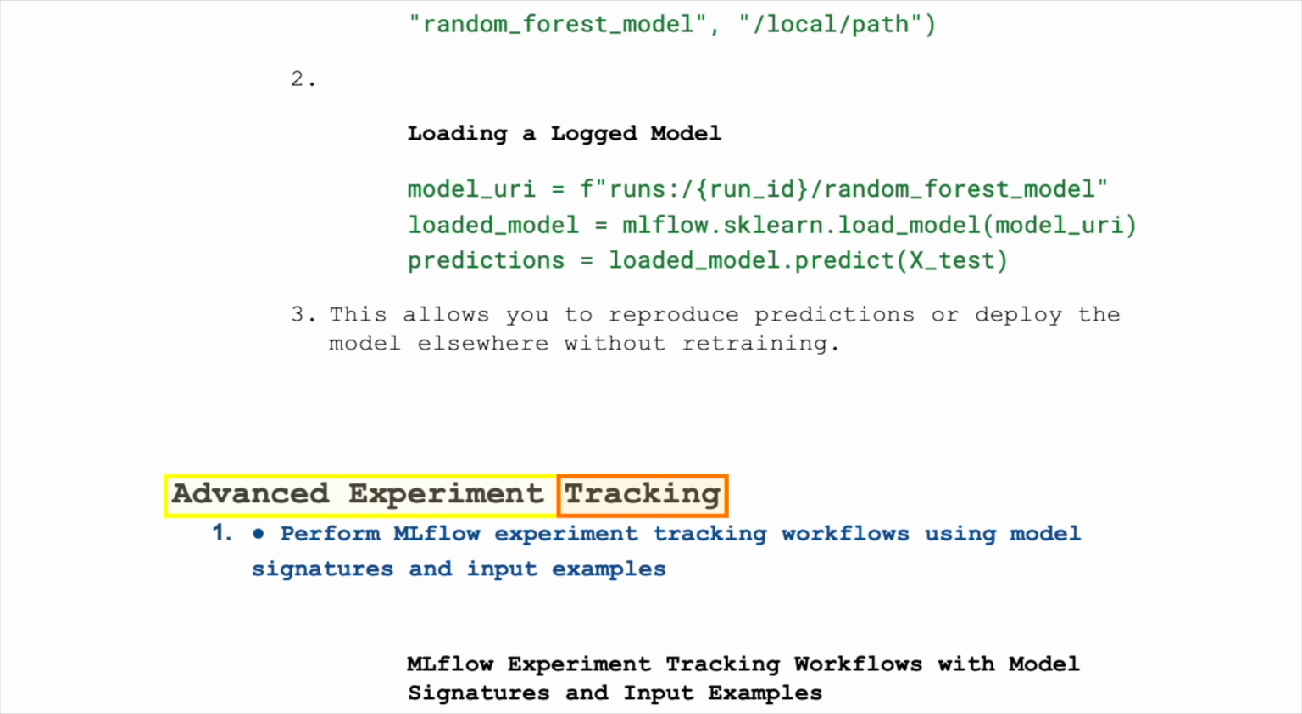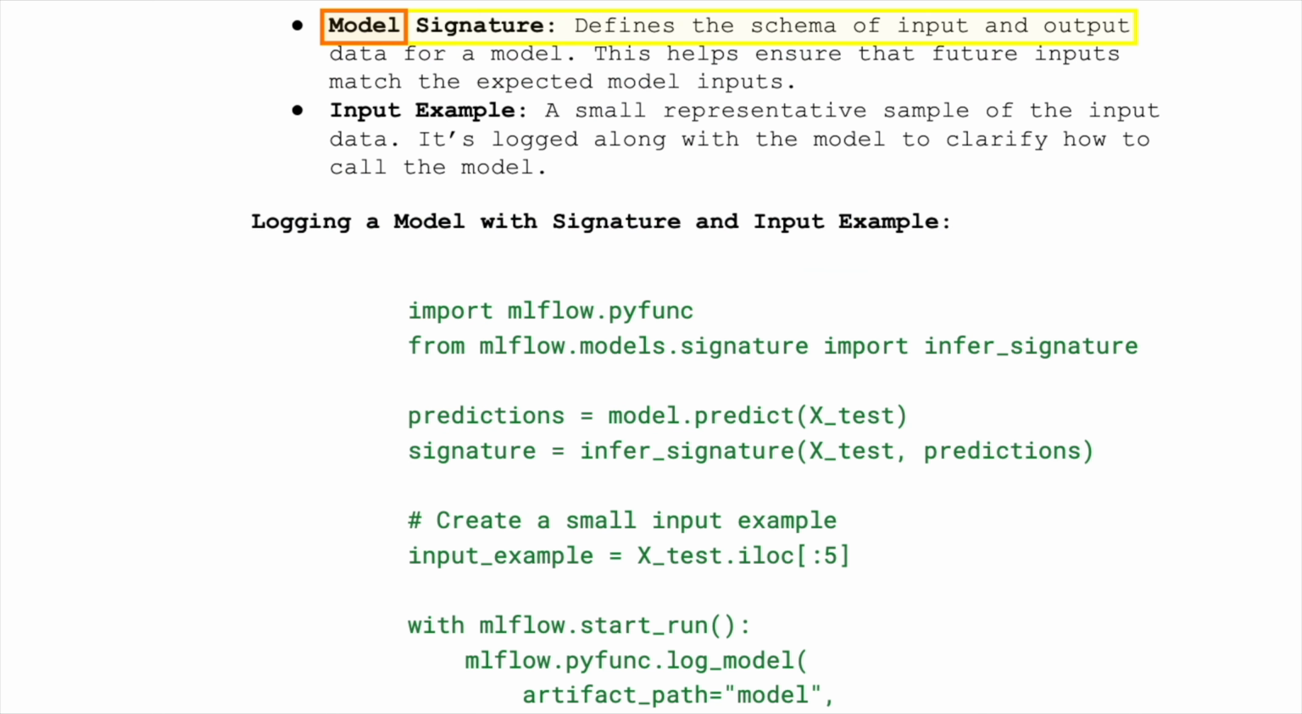Advanced Experiment Tracking. 1. Perform MLflow experiment tracking workflows using model signatures and input examples. Model signature defines the schema of input and output data for a model. This helps ensure that future inputs match the expected model inputs. Input example: a small representative sample of the input data. It's logged along with the model to clarify how to call the model.